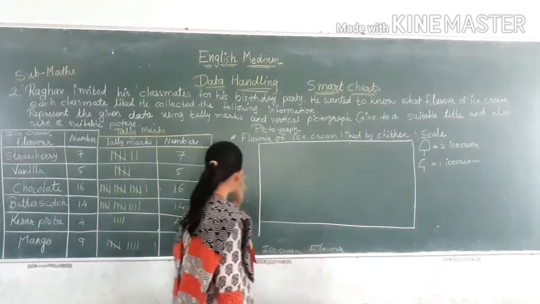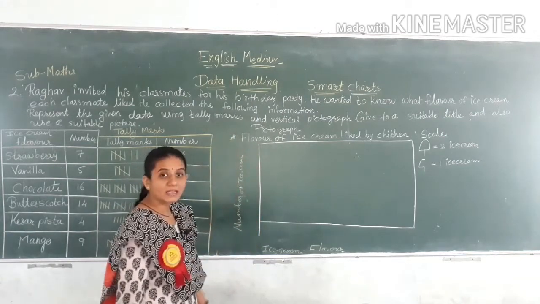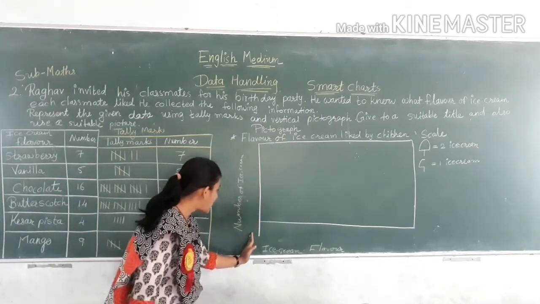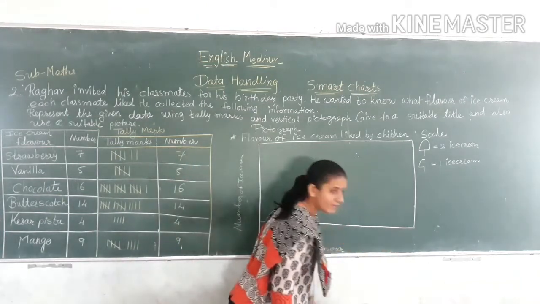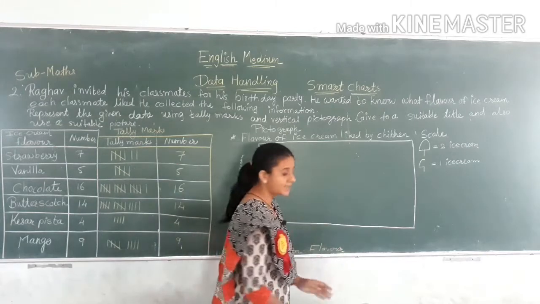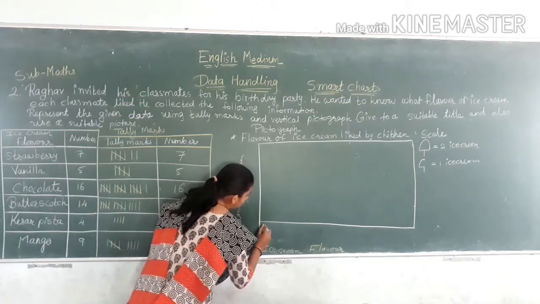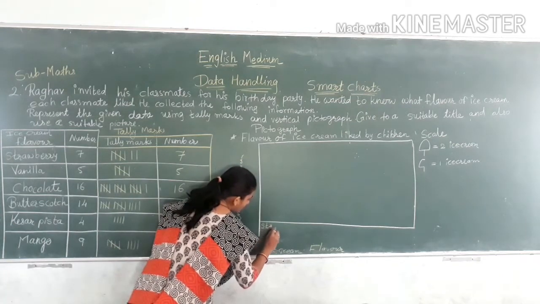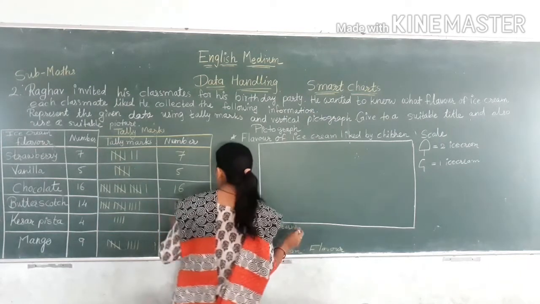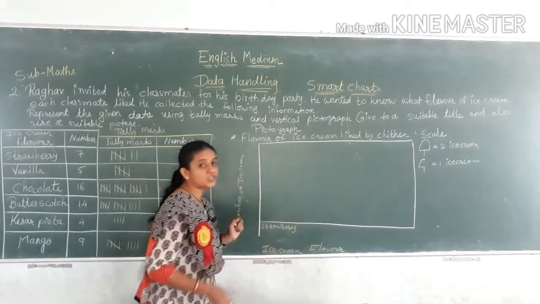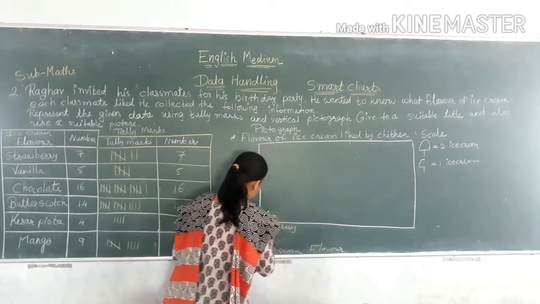Now here on the vertical line, the number of ice creams is given, and here the ice cream flavor. First, strawberry. So how many children like strawberry? 7 children like strawberry. So we are making the first candy.